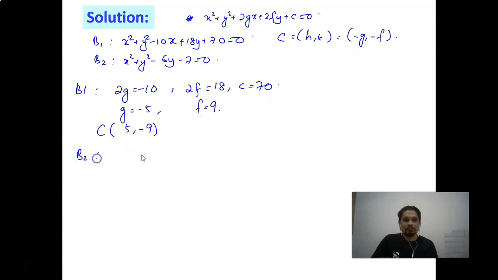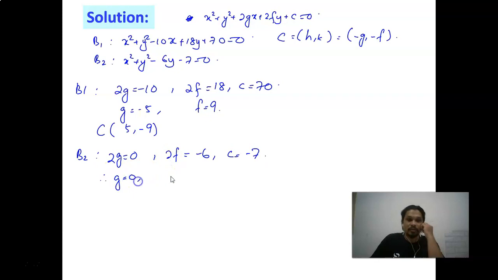Where for B2, there's no x term, only x squared here. So 2g equal to 0, 2f equal to negative 6, and c equal to negative 7. So then g equal to 0, f equal to negative 3, c equal to negative 7. So the center of this is (0, 3).